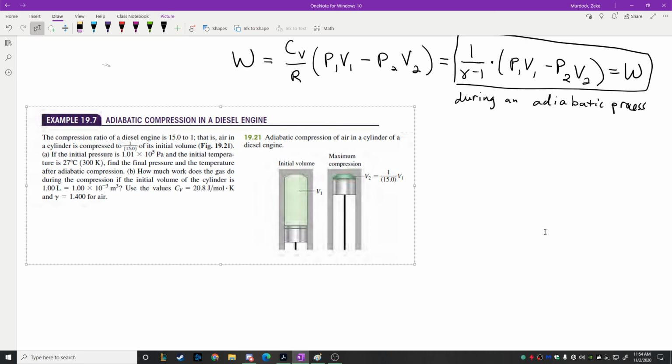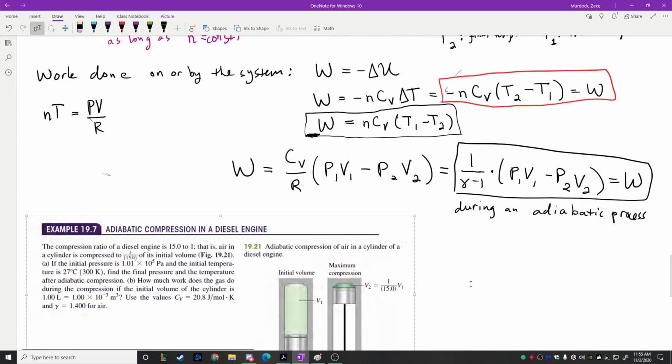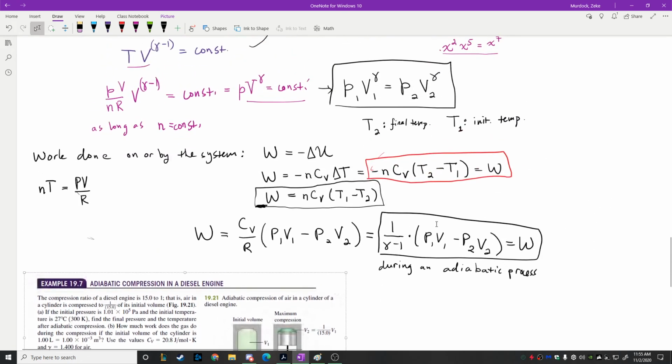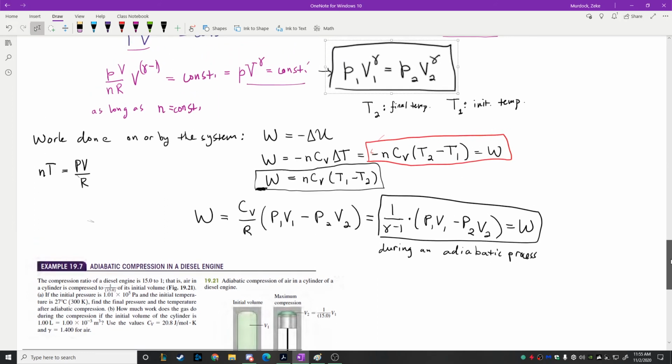And then we want to use the values CV equal to 20.8 joules per mole Kelvin and gamma equal to 1.4 for air. So we want to find two things here. We want to find final pressure and temperature after compression, and how much work does the gas do during the compression. And I'll just scroll up a little bit, or zoom out a little bit, so maybe you can still see some of these equations here. If I go back down just a little bit, you should be able to see most of these equations.